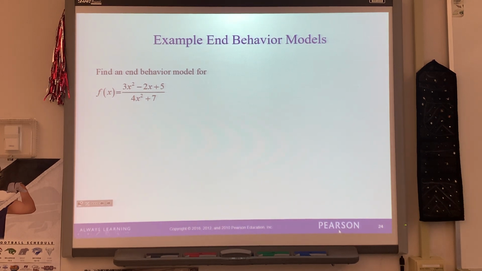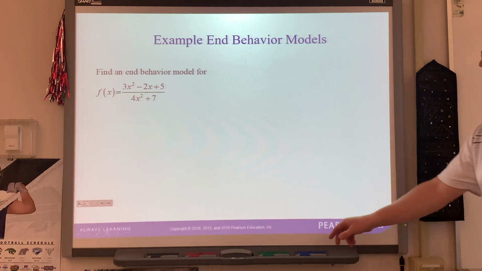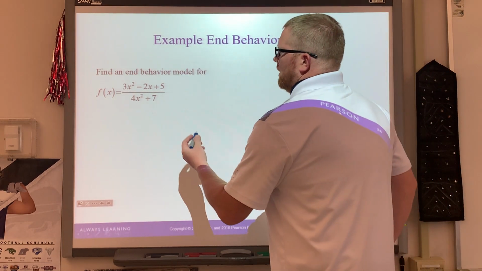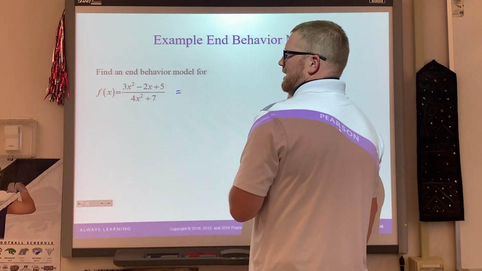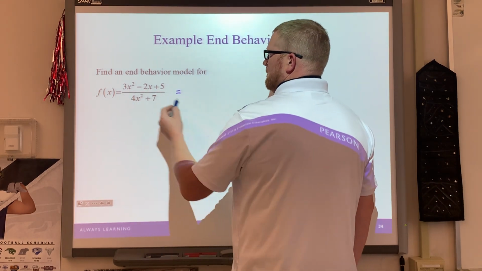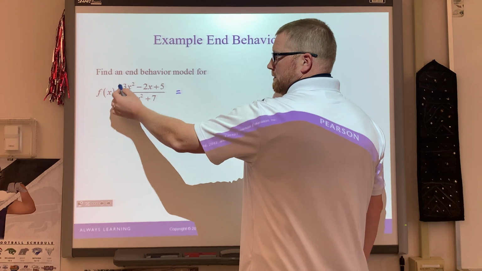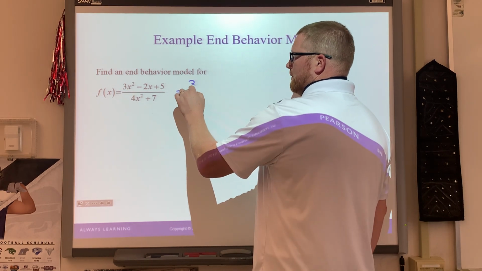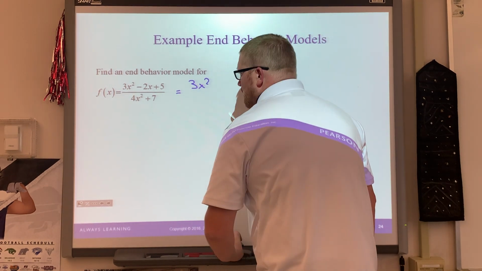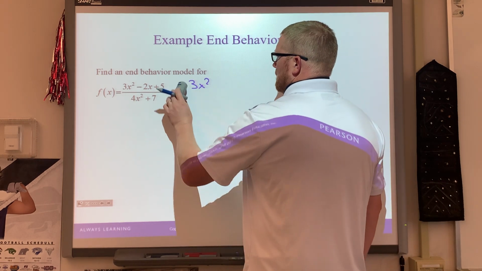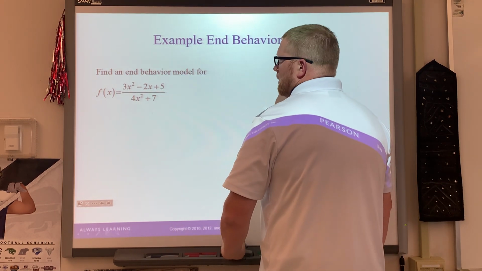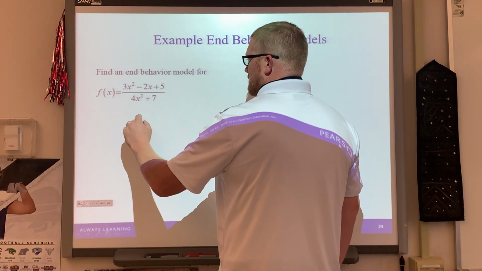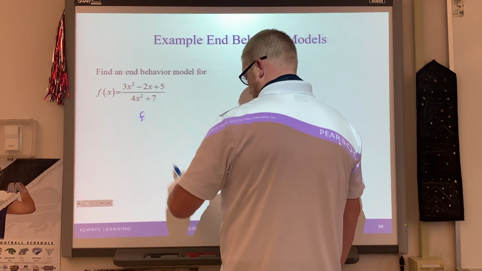Well, okay, so just in the numerator, because that's a polynomial, what did we learn is an end behavior model for that? Just that first monomial, right? So 3x squared, and I'm going to be careful here of saying equals, because that's not necessarily true.